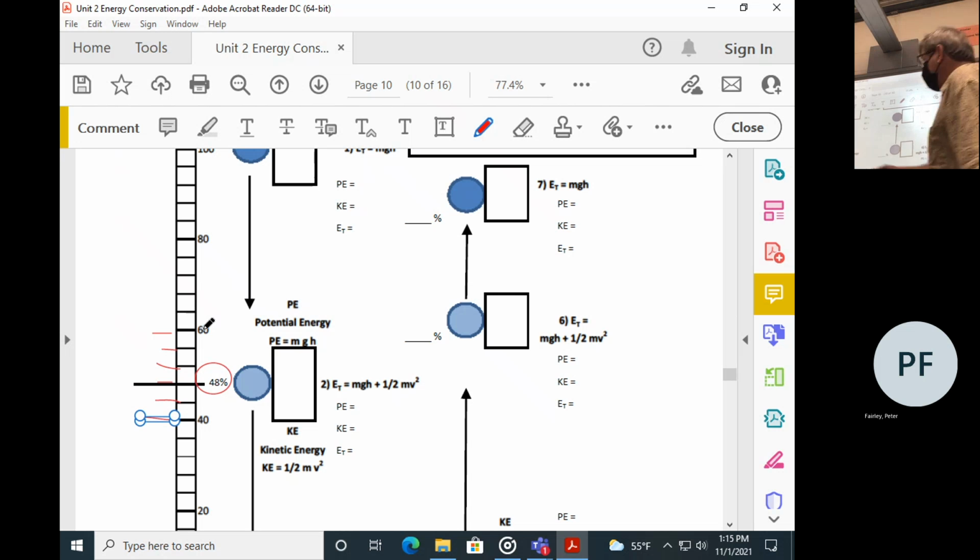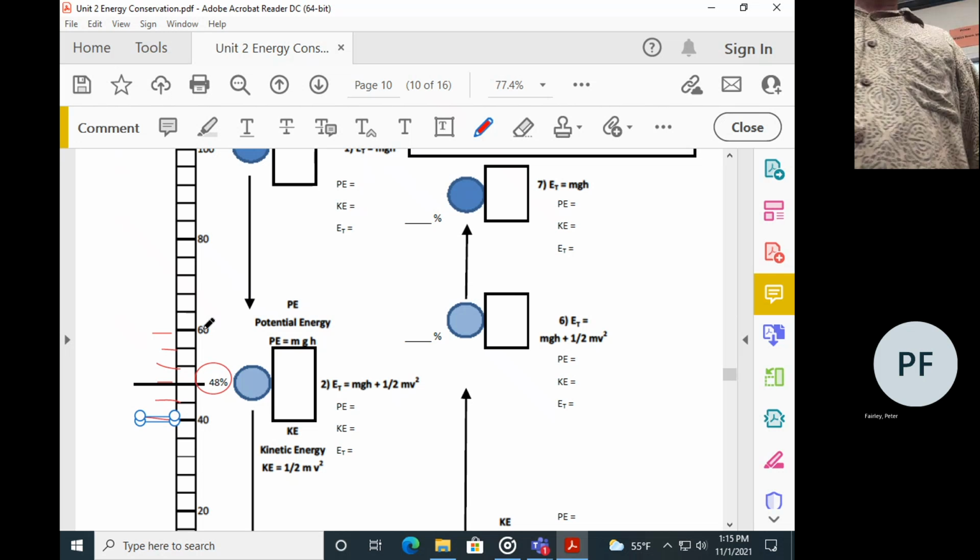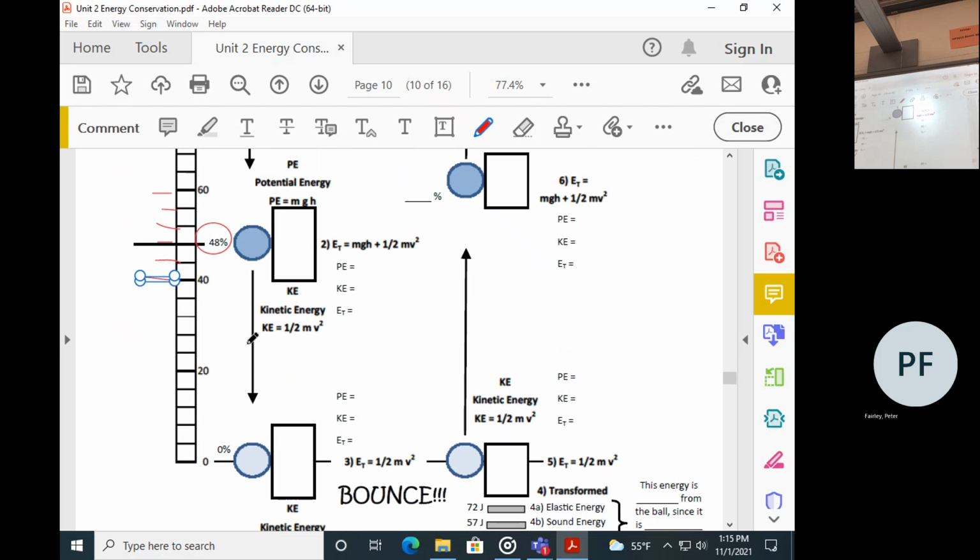So each little line on this graph is equal to 4 meters. Okay? So be careful on that. A little surprising they set it up that way, but that's the way they did it. So what do we have to do now?